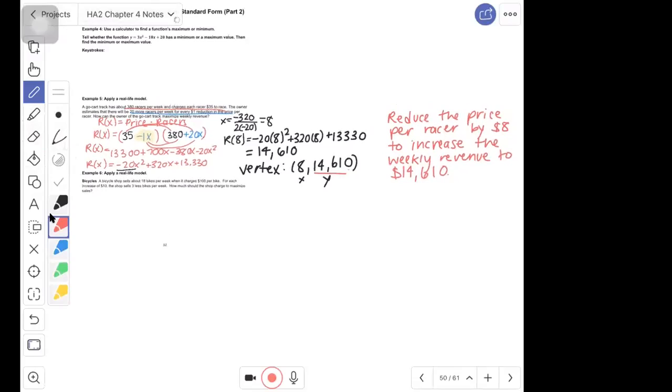All right, so now we're going to look at another one right below, and this is very similar. So here we're talking about a bicycle shop that sells about 18 bikes per week when it charges $100 per bike. For each increase of $10, the shop sells 3 less bikes per week. How much should the shop charge to maximize sales? So again, we're trying to find that maximum.